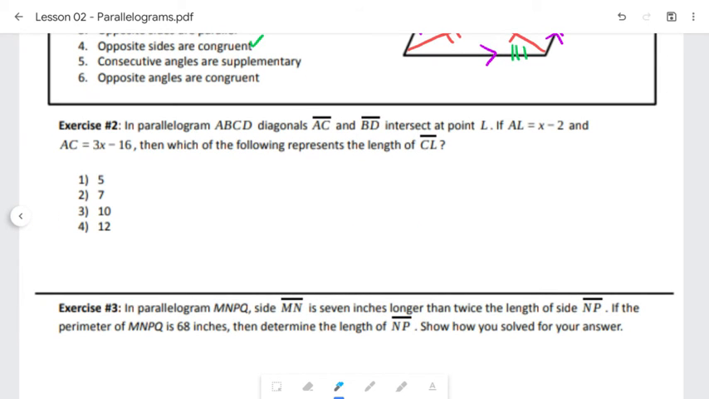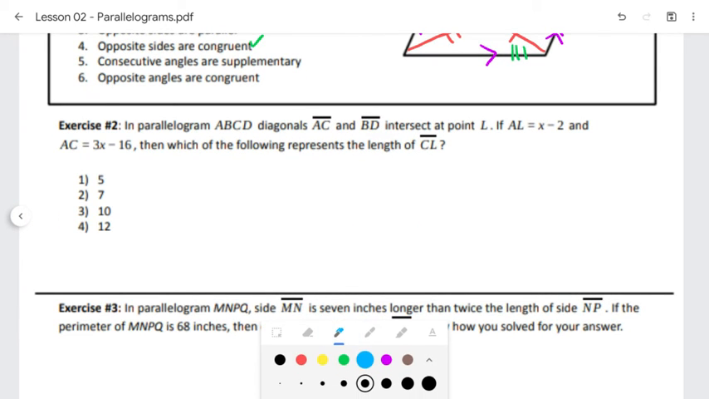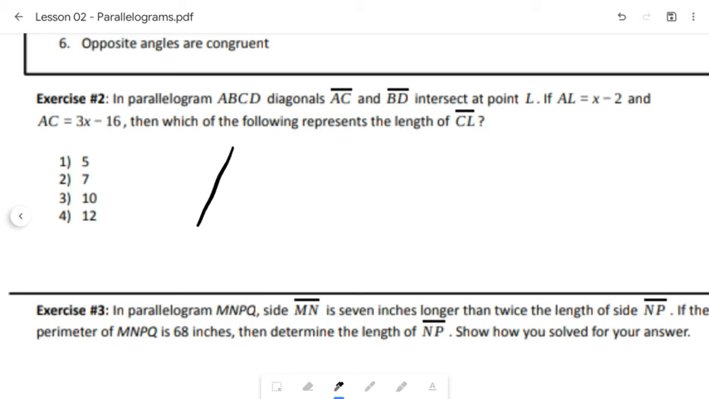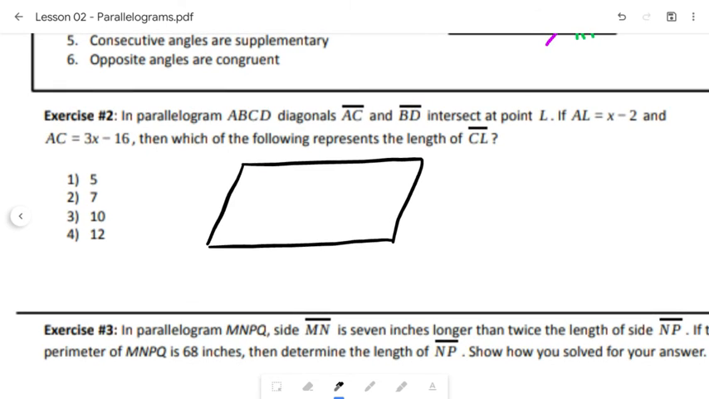So let's try some of these properties in a problem here. If we had a parallelogram ABCD and AC and BD intersect at point L, if AL is equal to x minus 2 and AC is equal to 3x minus 16, then which of the following represents CL? I'm going to sketch myself a parallelogram here. Now, I talked about it the other day, but if you're going around and labeling A, B, C, D, it doesn't matter which point you start from. It doesn't matter which direction you go around, but you have to go around circularly. I can't do A, B over here, and then C, D crisscross like that. That can't happen. It's got to go in an order around.